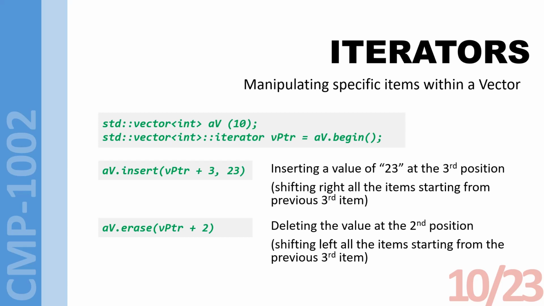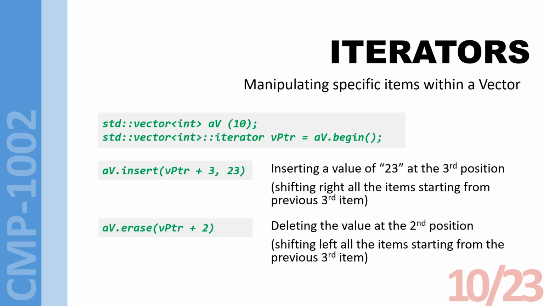If I say av.insert within parentheses vptr plus 3, 23, this means I would like to insert another integer value of 23 at the third position of the vector. So 0, 1, 2, 3. But then you are saying there was already a third item, fourth item, fifth item, and so on within the vector. So what's going to happen to those things? All of these things will be shifted right.